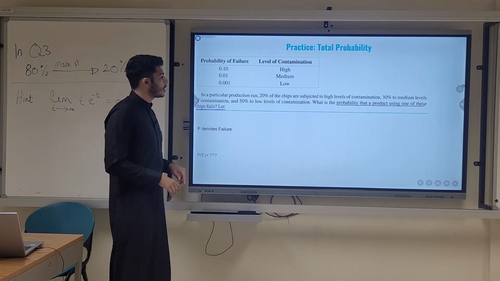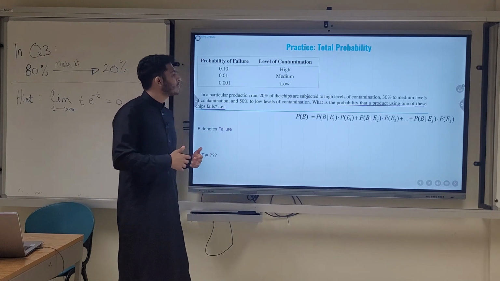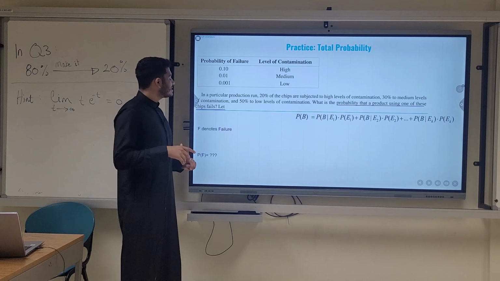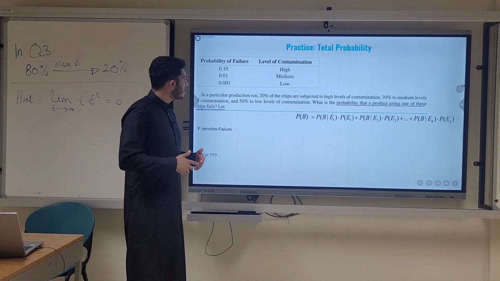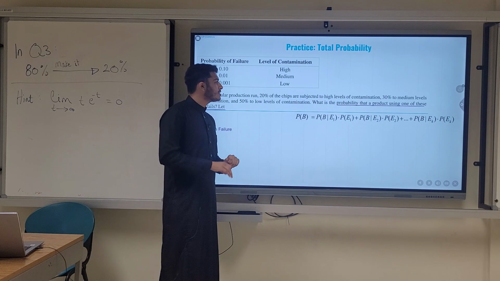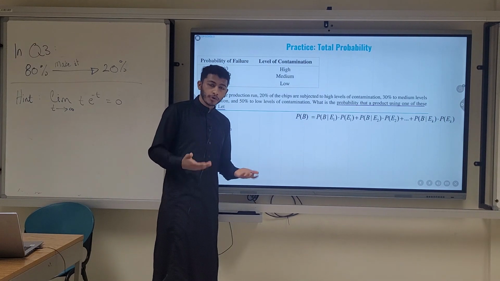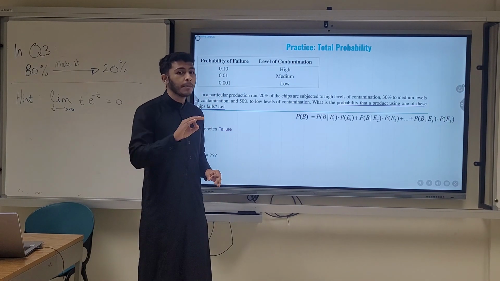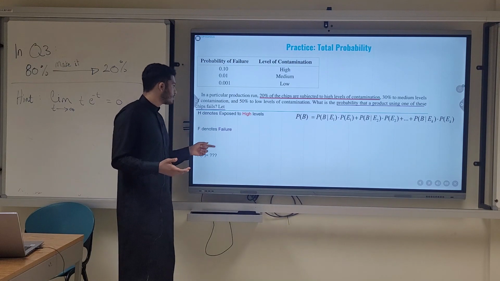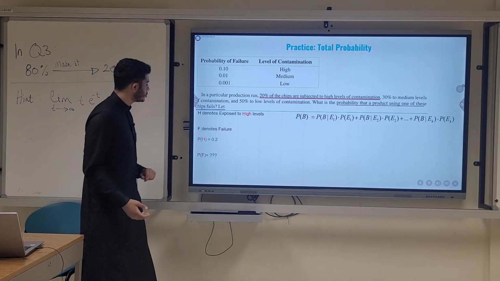Now I'm going to put the formula, because the probability of F is the thing we want. I'm going to put the formula to see how we can use it and what we need to find from this question so we can use this formula to solve it. So let's reread the question and see what these numbers mean. In a particular production run, 20% of the chips are subjected to high levels of contamination. So we have information about the proportion of our chips that has a high level of contamination. I'm going to denote this by the letter H. What's the probability of this? This 20%, so it's going to be 0.2.